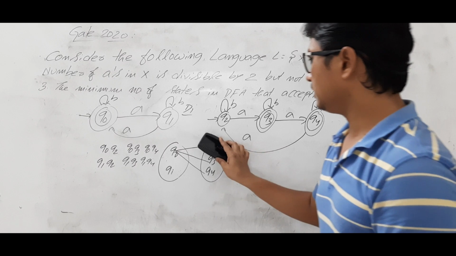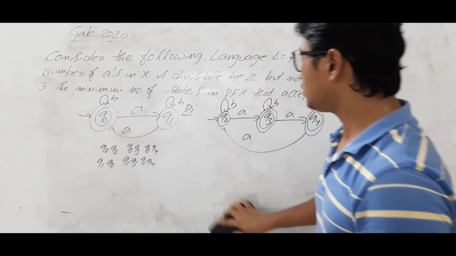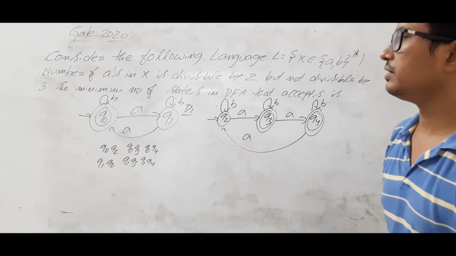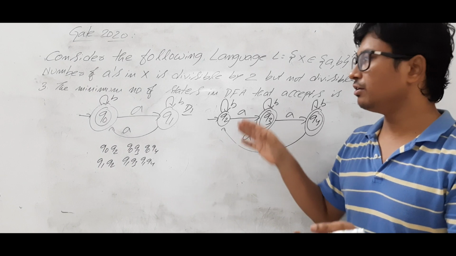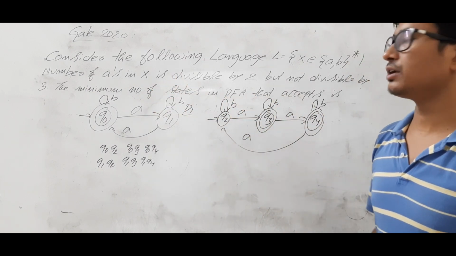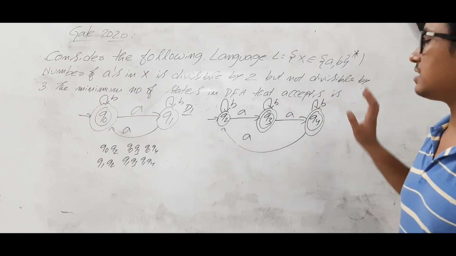So let me construct the minimized DFA. If you combine, you will get 6 states. So I can say the final DFA will have the minimum number of states, which is 6. We will check whether we are getting those 6 states or not. We are getting the 6 states. So the answer is 6.